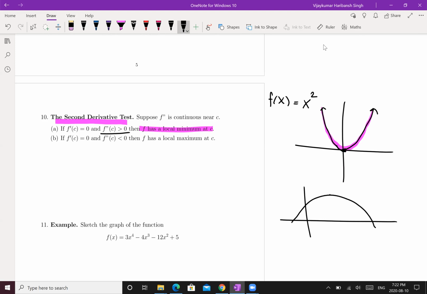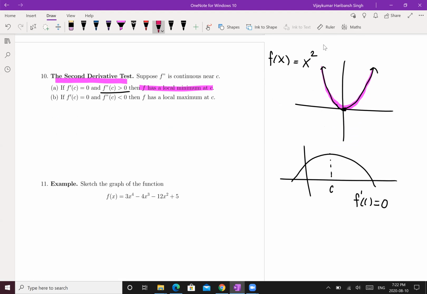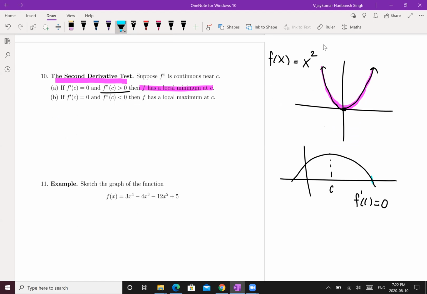If first of all, what should happen? f prime c is equal to 0. That means it's a critical number. And not only that, the second derivative has to be less than 0. That means the graph has to be concave down for it to have a local maximum.